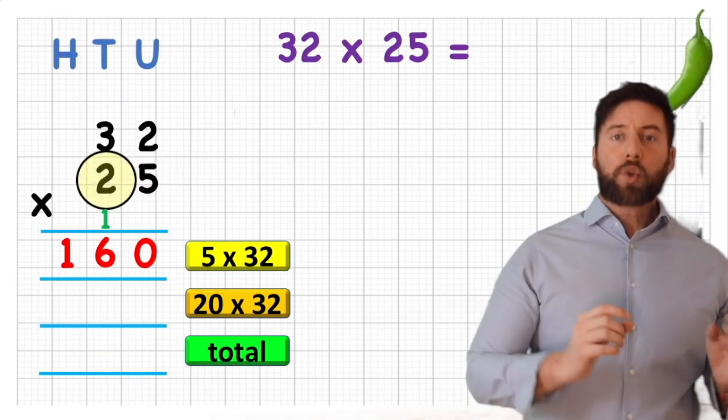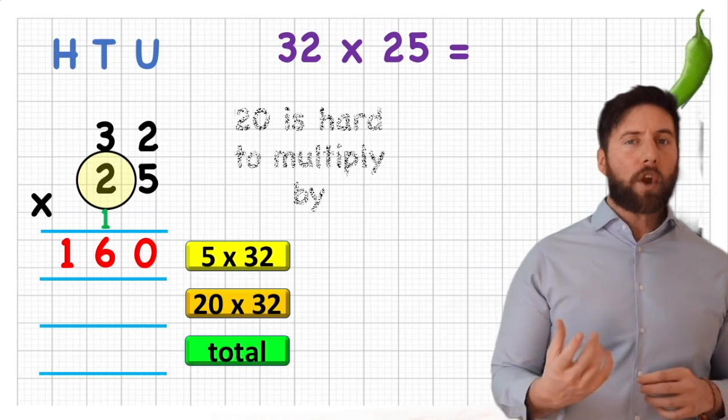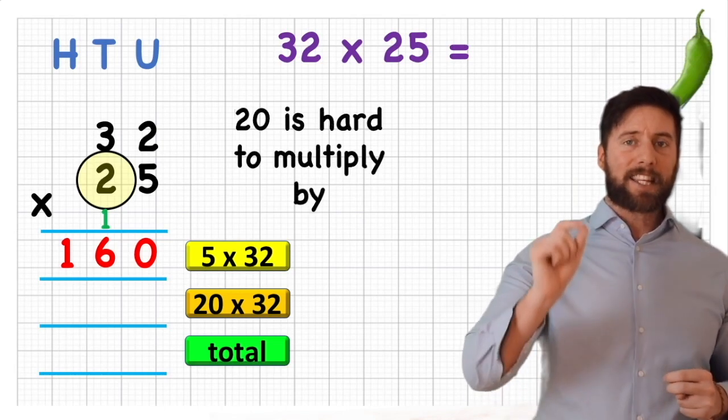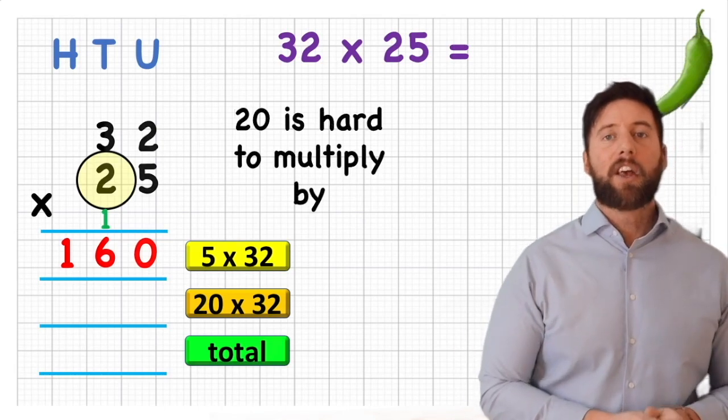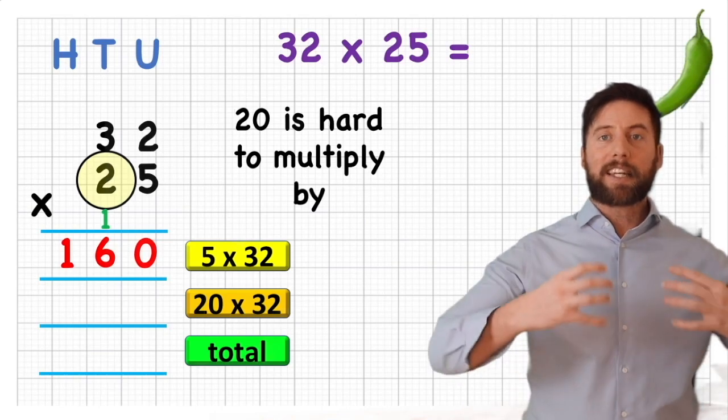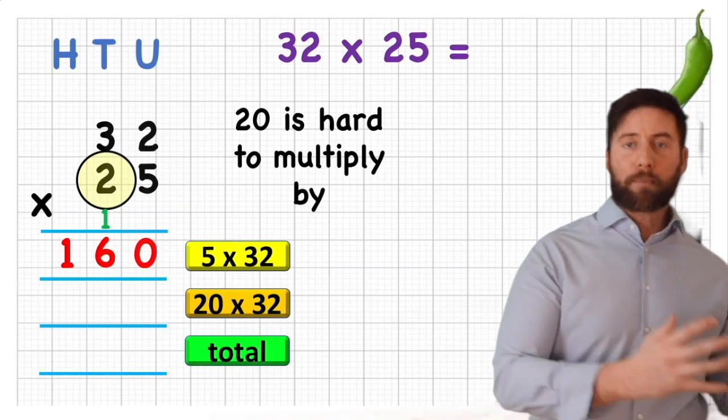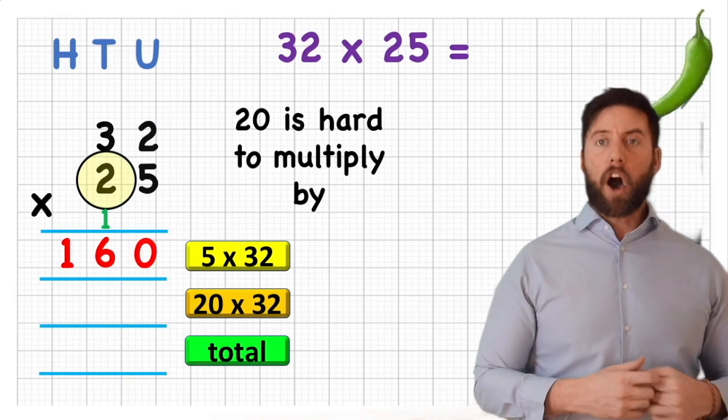Now I'm going to do 20 times 32, but I don't want to look at it as a 20, and here's the thing that's going to get tricky. Here's the thing that we need to understand. Here's the difference between this method and our previous method in terms of how hard it is.